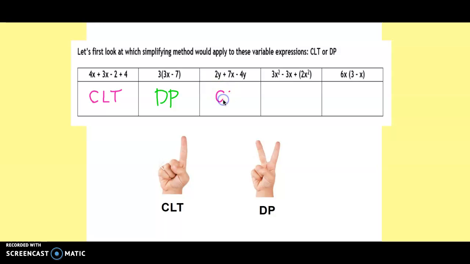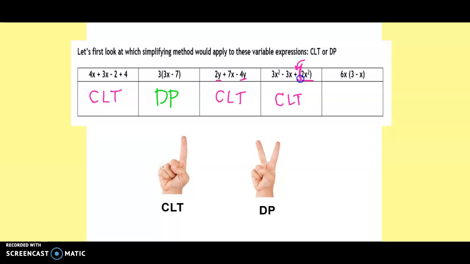Hopefully you chose combining like terms because again, I do not have any parentheses first off, and second off, I do have things that are the same in here that you could put together. All right, looking at the fourth example there, 3x squared minus 3x plus 2x squared. Although you do see parentheses here on the back end, if you look up front, it's a plus sign. So there's not really a multiplication of anything there. So this again would be another combining like terms problem.